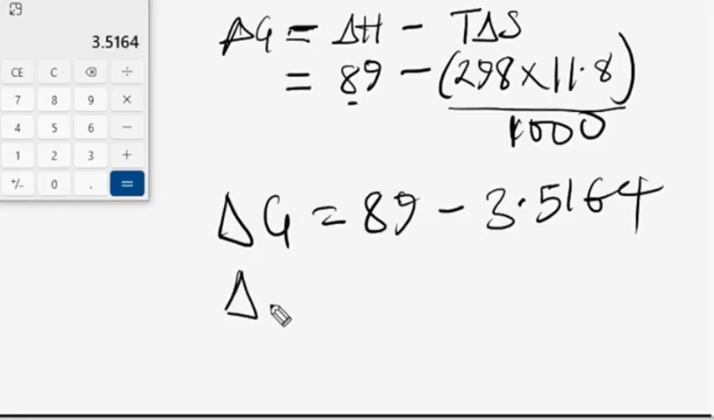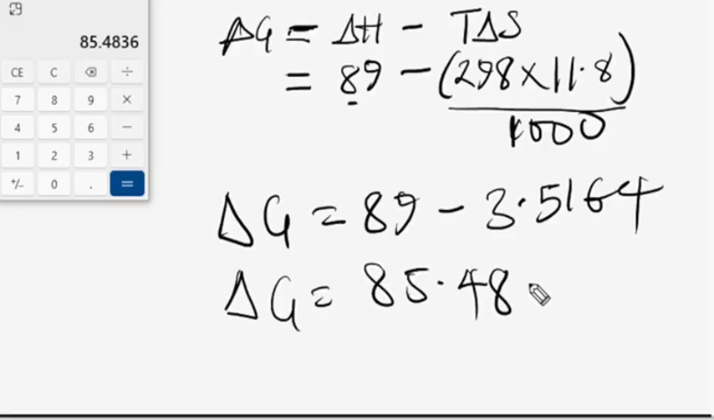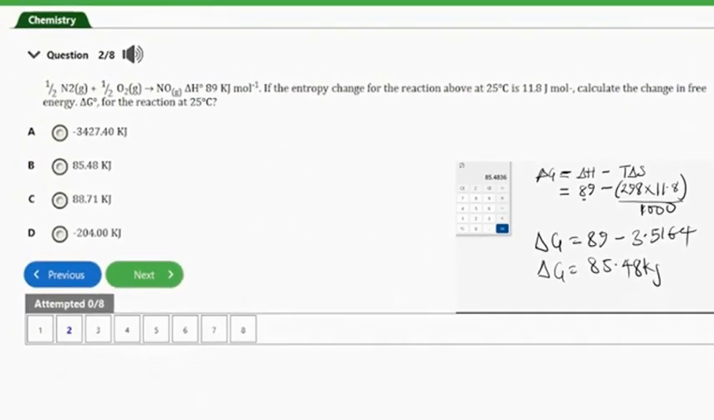The next thing is, let's subtract this. Let's see what we'll have here. We're going to do 89 minus 3.5164, and that's 85.48. So this is 85.48, in this case kilojoules. That's the answer to this question, guys, and that's option B here.